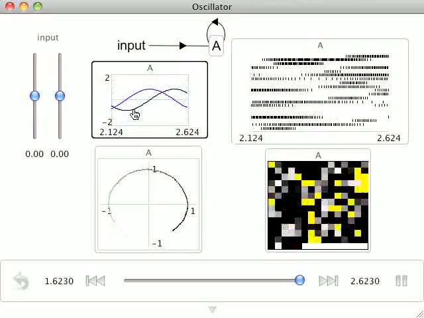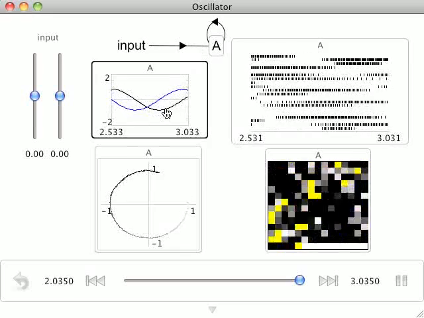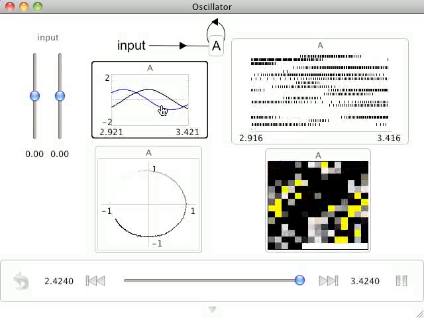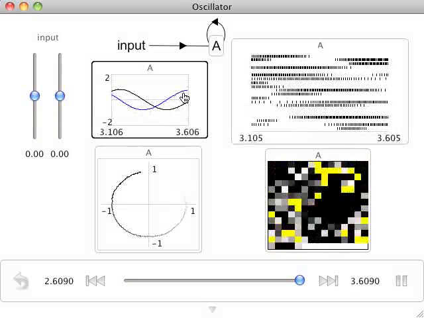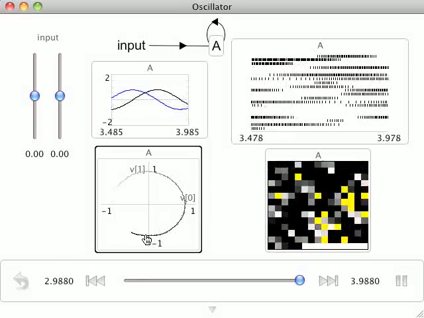This can be seen by looking at the decoded values of each of those dimensions. One traces out a sine curve, while the other traces out the complementary cosine curve. Unsurprisingly, when we plot this decoded value in state space, we see that it traces out a circle.